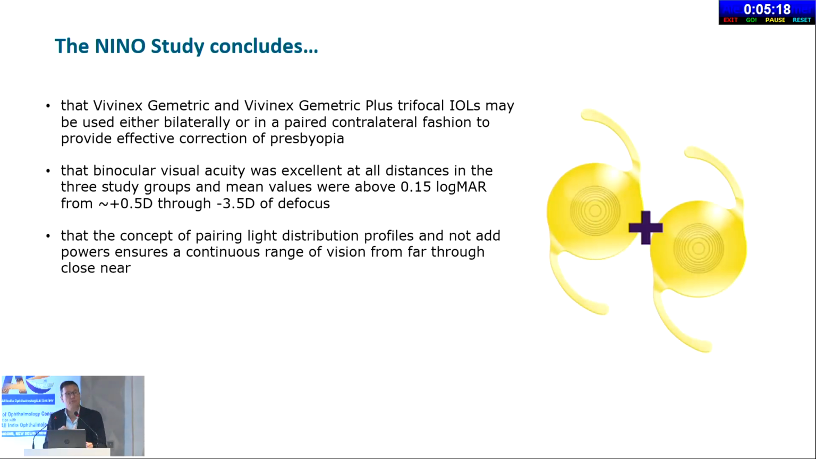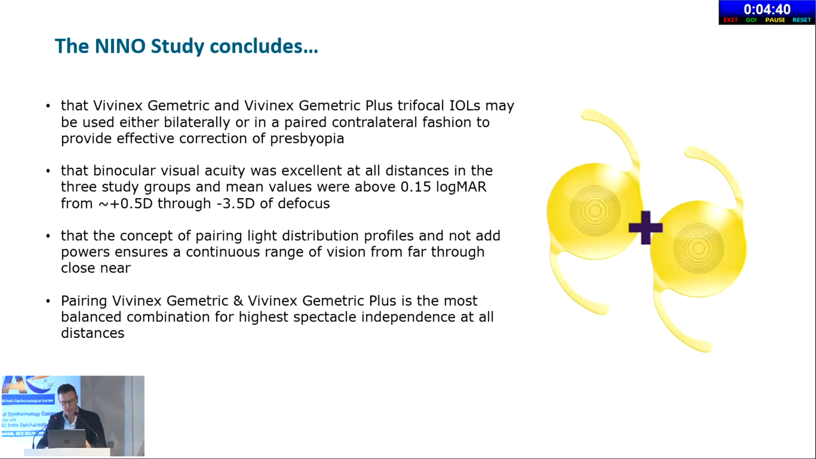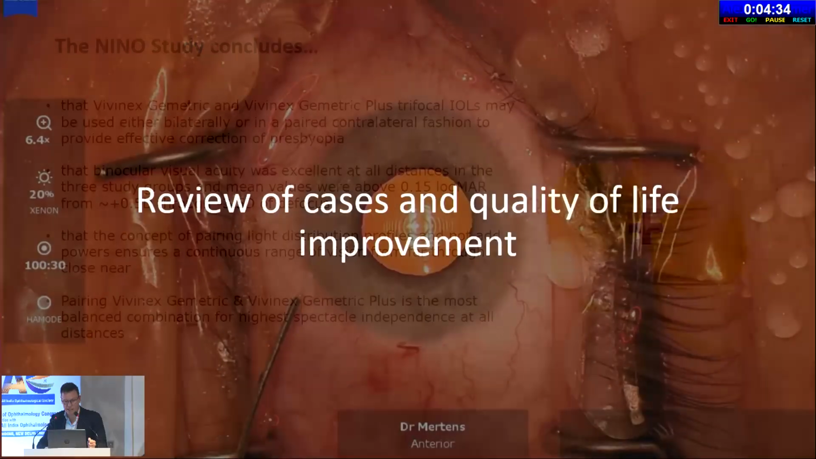And the concept of pairing these two lenses and not adding powers ensures a continuous range of vision from far to close and near. Well, what is the difference between pairing those two lenses and mixing and matching? You use the same refractive index in both eyes, so the same profile, and only the light distribution is different. There's the same chromatic aberration, so it's easy for the brain to pick up those images, form one image, and have good binocular vision. So by pairing those two, you get the most balanced combination for the highest spectacle independence at all distances.